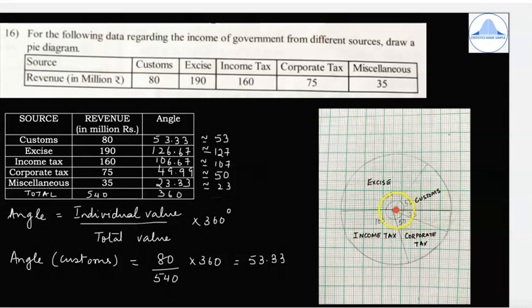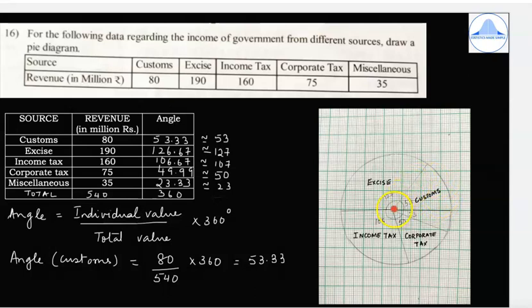Next, using the protractor, you have to keep the protractor at the center of the circle, and then using the inner scale of the protractor, you have to mark the angle as 53. Then you can write the component as customs within it, or if you want, you can give a separate index also at this side, mentioning that you can use a different type of shading and then mention that that particular type of shading stands for customs.